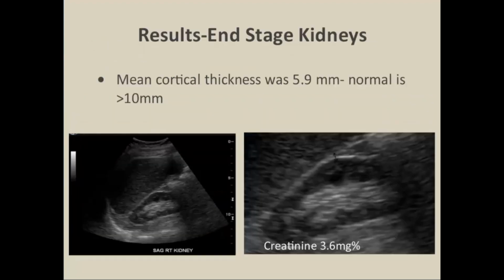In this same series, we looked at those 100 patients on their way to transplant consideration. The average cortical thickness was 5.9, and the normal should be 10 to 12. So if you're looking at a 5.9 and the length is normal, don't call it normal, because the reason the creatinine is 3.6 is this patient really lost a lot of tissue.